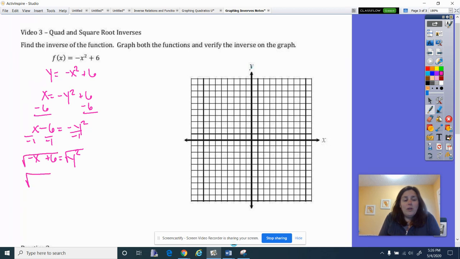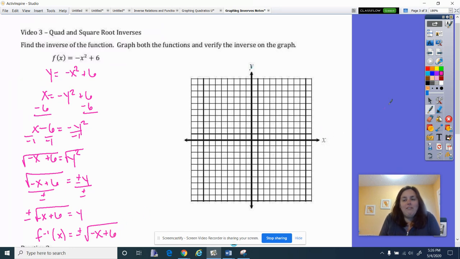So now I have the square root of negative x plus 6 equals, and don't forget, when I take the square root of something, I need plus or minus y. But I can't have plus or minus y there, so if I divide both sides by plus or minus, we're just going to move it over to the other side. So plus or minus the square root of negative x plus 6 equals y. So I have my inverse function, the inverse of x equals plus or minus the square root of negative x plus 6. Now, we need to graph both of these functions.